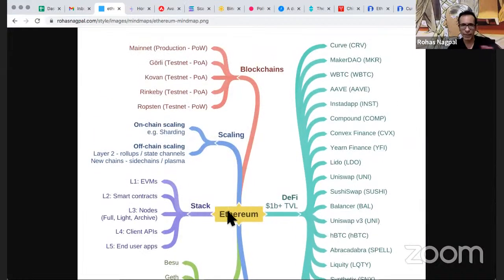So this mind map gives you an overview of what is happening. When we talk about scaling of the blockchain, one is on-chain scaling, which is through sharding, breaking it up into multiple chains. And off-chain is where things like Polygon come into the picture. These are layer 2 solutions: rollups, state channels, new chains, side chains, there are various solutions. All of these are working towards making Ethereum more scalable. The problem with older blockchains like Ethereum is that fundamentally they are very slow.